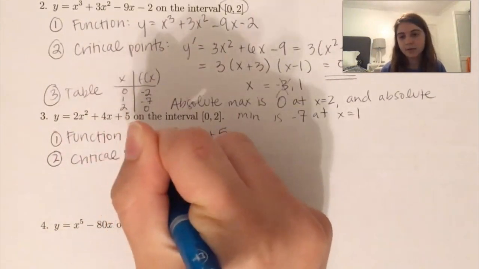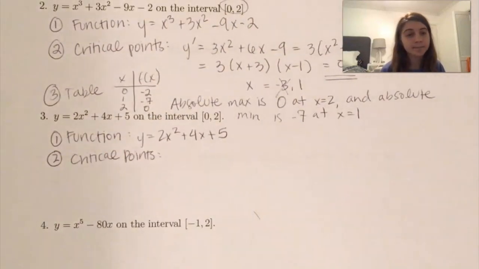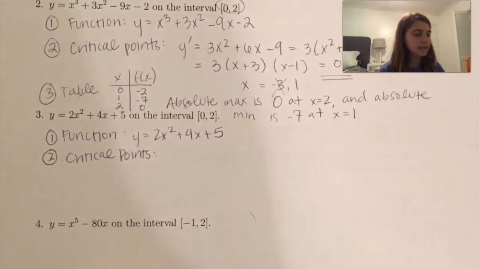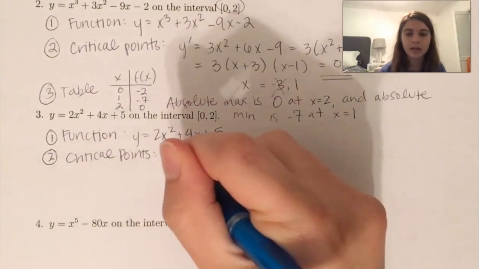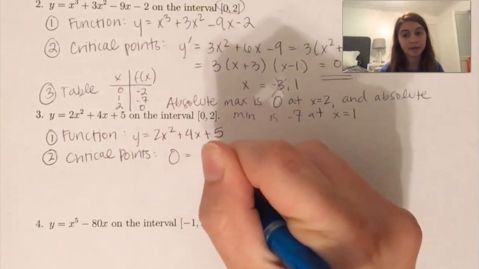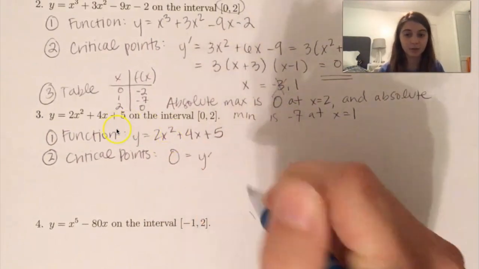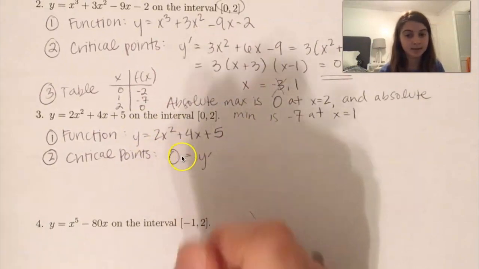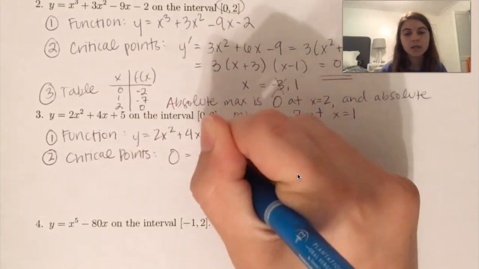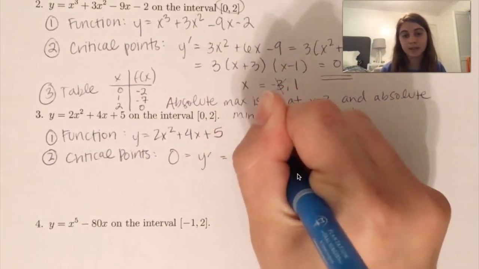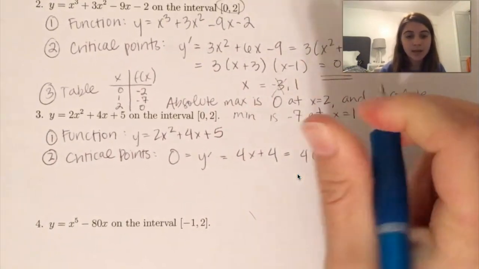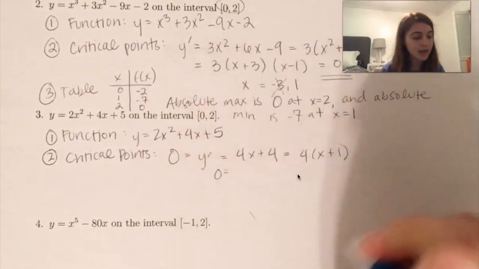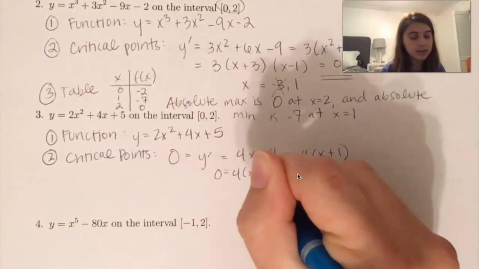So this time I wrote 0 equals y prime. I just stuck it in the front. So 0 equals the derivative of this function we've located. And then we're going to get those x values for our critical points. Do our simplification magic. We love that. And our critical point is x equals -1.